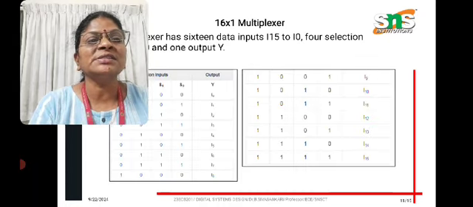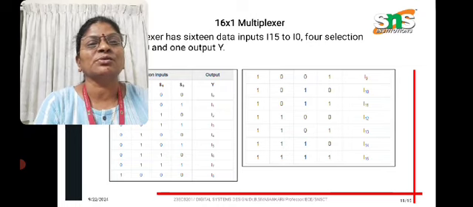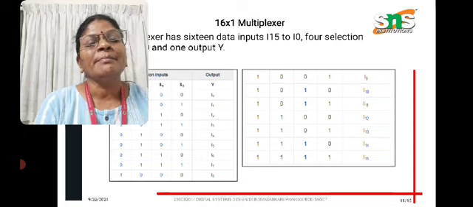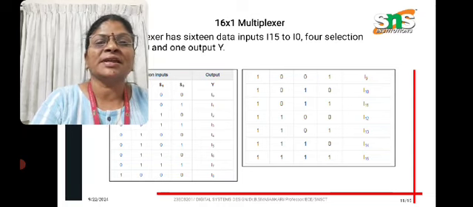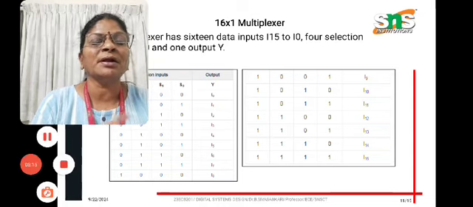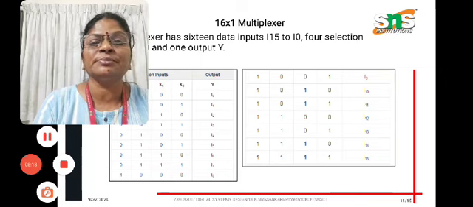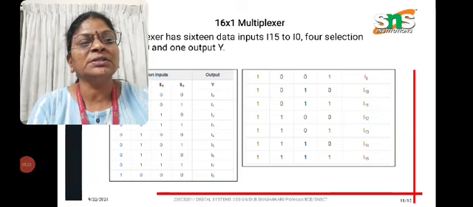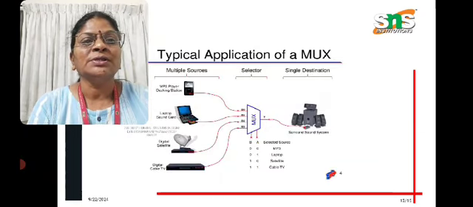Okay, so this is the truth table of 16 cross 1. It starts from I0 till I15. By using the selection lines, we are getting any one at a time. We cannot get all the inputs, only one input will be selected in our output. So it is shown in the truth table.